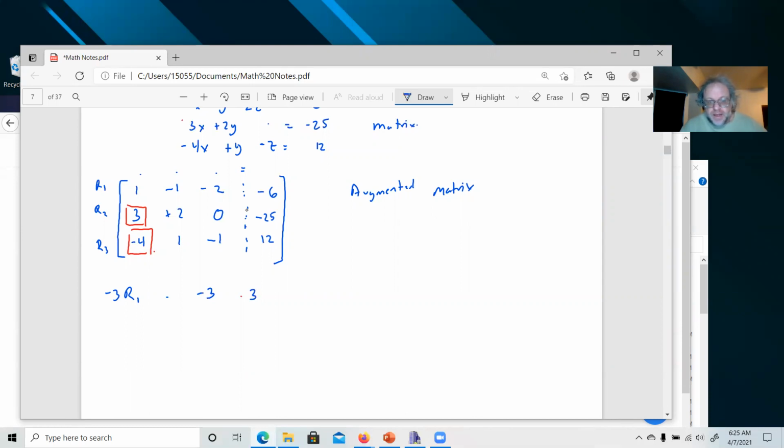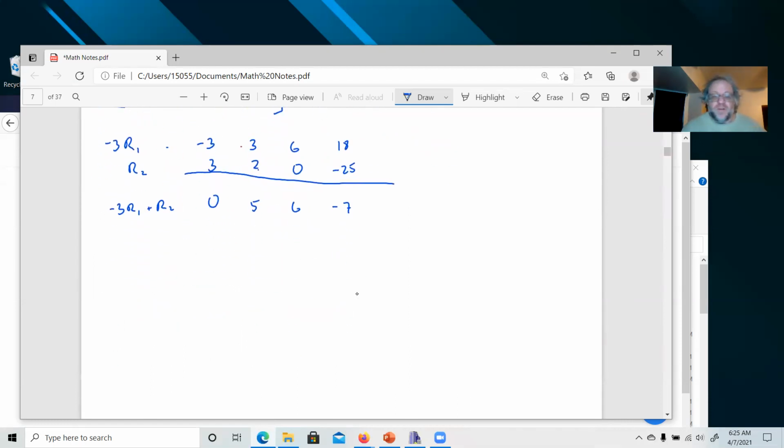Okay, so that's going to be -3, 3, 6, and -3 times -6 is 18. Okay, my row 2 is going to be 3, 2, 0, -25. Don't forget your sign. I know that's the hardest part. And then we're just going to add these together. So it's -3 row 1 plus row 2, and then this gets zeroed out. We get a 5 here, we get a 6 here, and then -25 plus 18 is going to be -7. Okay. Yeah, I did work this out before I did it. Otherwise, I'd make a mistake somewhere along the line, and then it would be more frustrating for everybody.